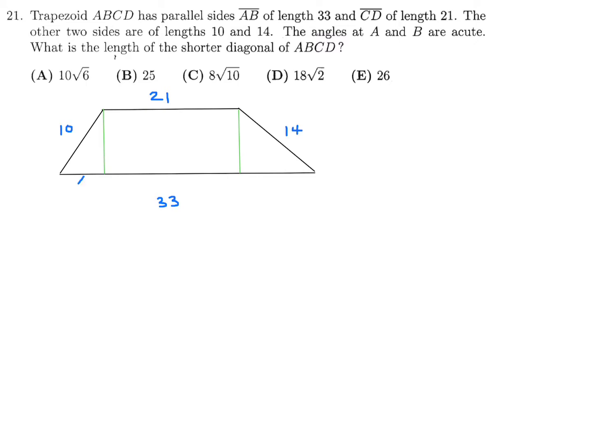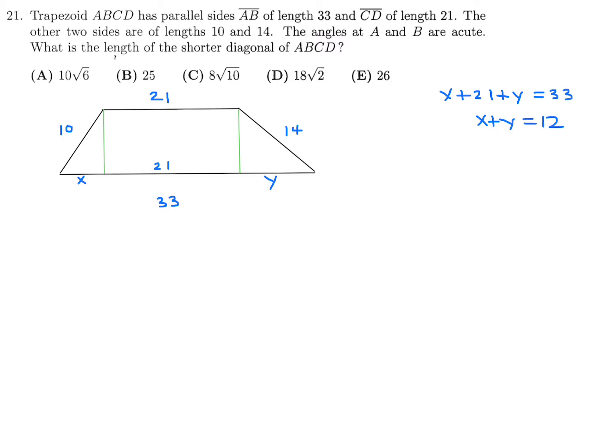Now I'm going to label this x, the distance from there to there, and this I will label y, the distance from there to there. And from here to here is 21, since that becomes a rectangle. Okay, so a few things that we know is that x plus 21 plus y is 33, and therefore x plus y is equal to 12. So that's the first thing that we know.